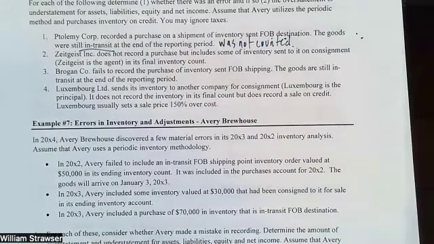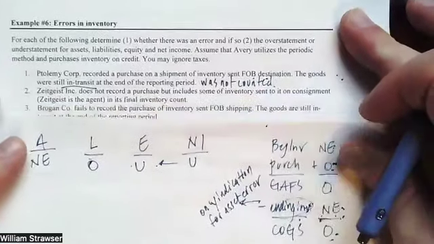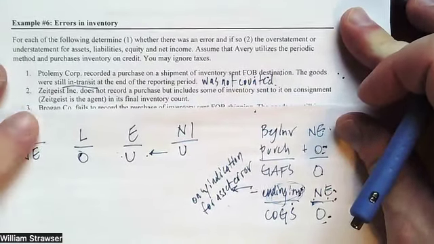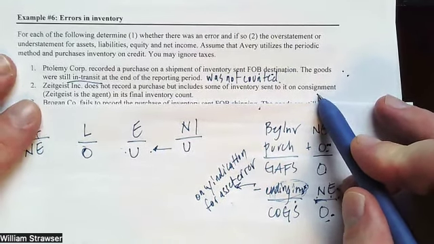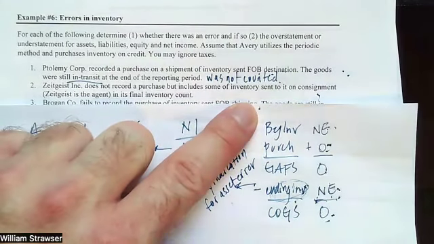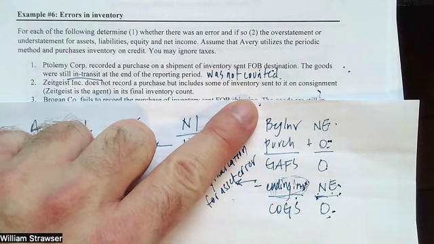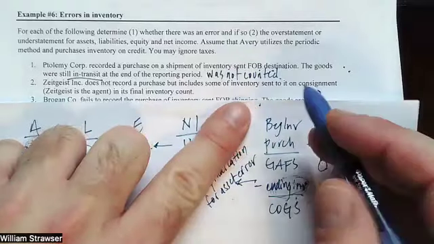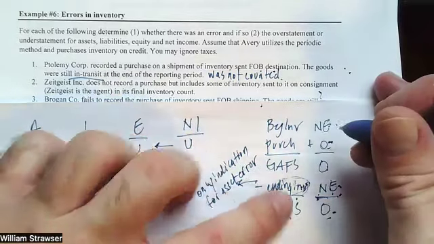Let's look at number two. It says Zeitgeist does not record a purchase, but includes some inventory sent to it on consignment in its final inventory account. So someone sent goods to Zeitgeist to sell on their behalf. This is not Zeitgeist's inventory, this is consignment. And so that is not Zeitgeist's inventory, nor should it record a purchase. So it did not record a purchase, but it did include it in its inventory.